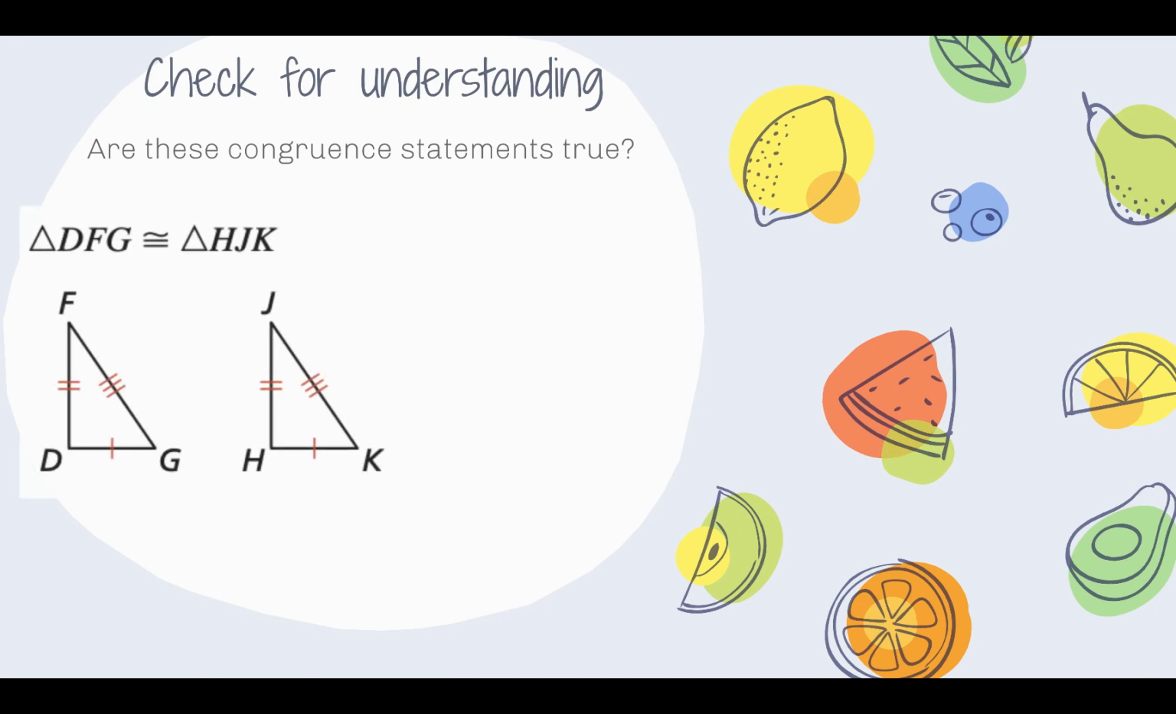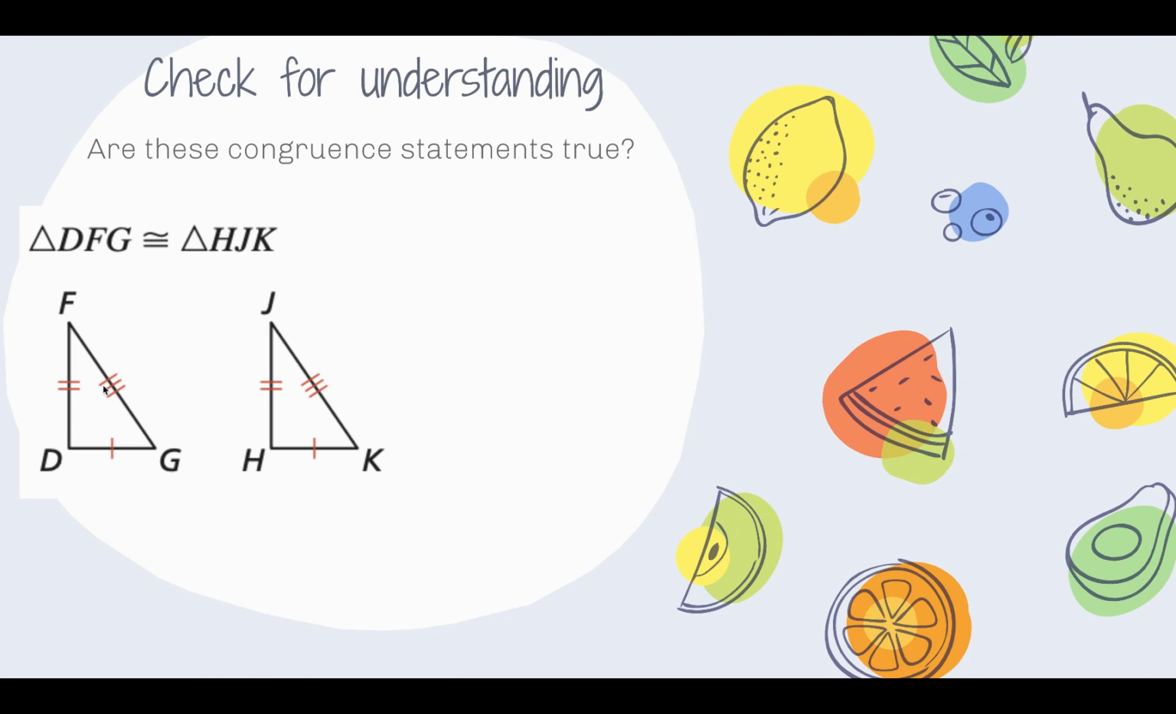So be very careful when you're evaluating these statements. So what are we looking for in this type of problem? Well, first of all, are the two triangles congruent? And yes, they are, because we can see we have side, side, side. So these are congruent by SSS. But the tricky part is: is the statement correct? Are these in the correct order?